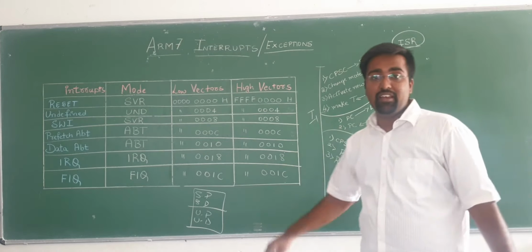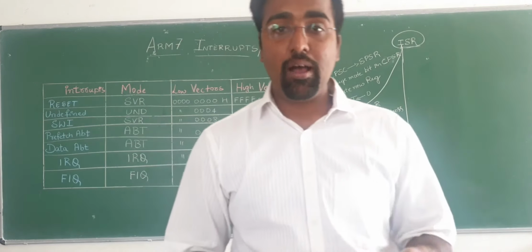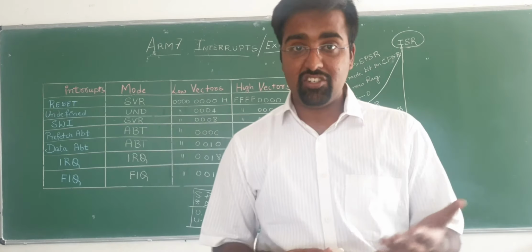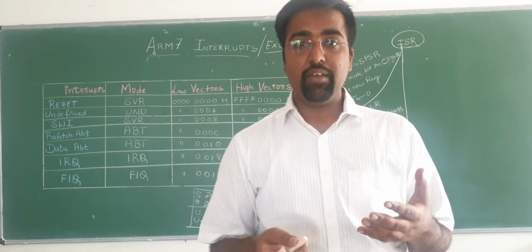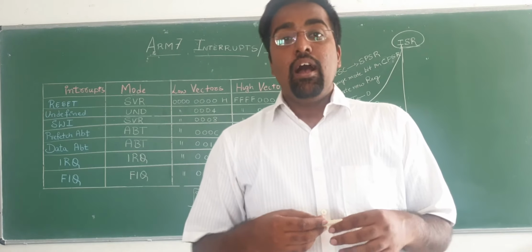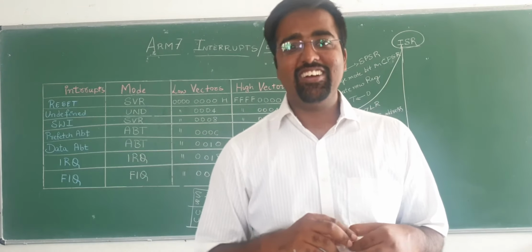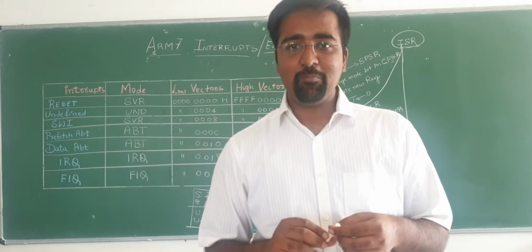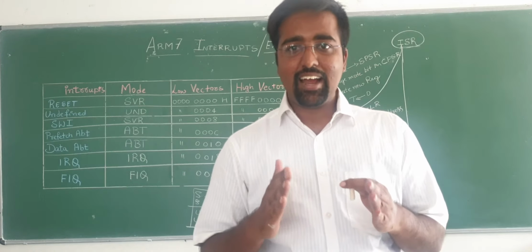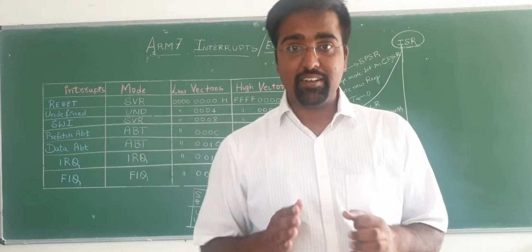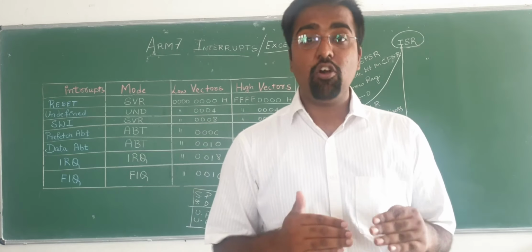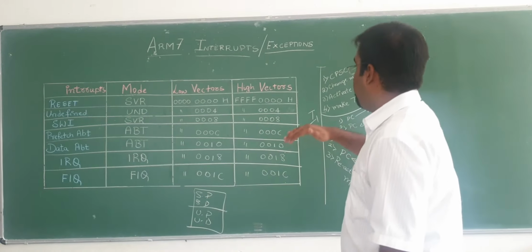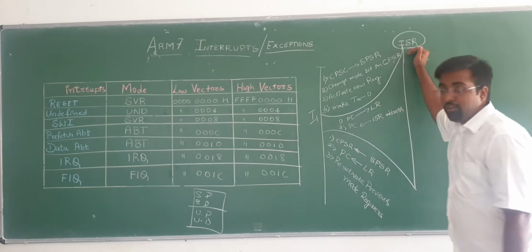It cannot be changed in the ARM processor, whereas in the case of 8051 and 8086 it can change. With respect to the ARM7 processor, please listen to me guys, the ISR address is not changed; it is fixed. That fixed address we call a vector address. So the vector address is the fixed address of the ISR.